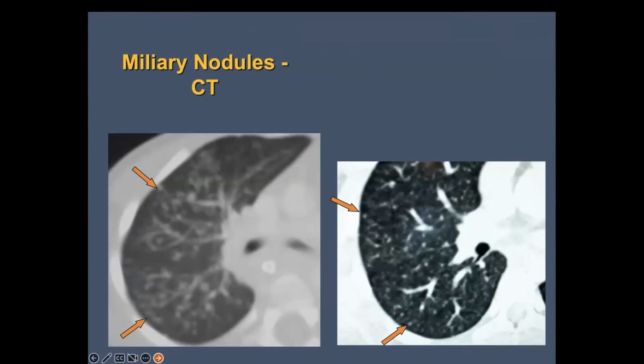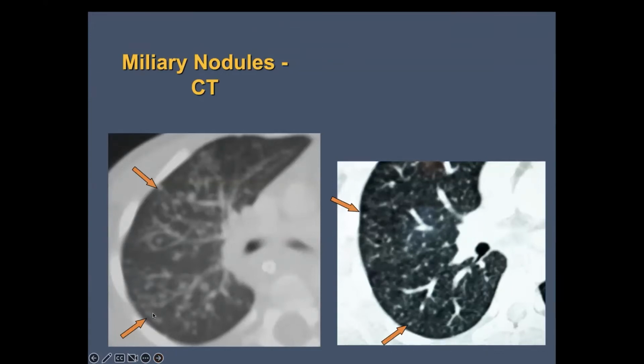CT is particularly good for identifying the miliary disease, particularly when it's in its more subtle form. It can be difficult in some cases to distinguish vessels from actual pulmonary nodules in miliary TB because they can be very similar in size, I think, if you can see here.